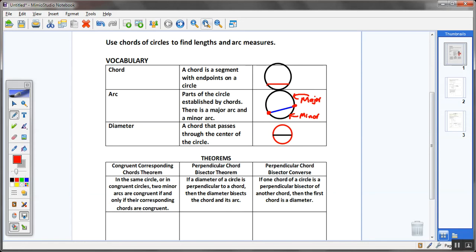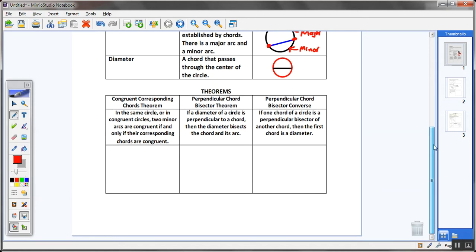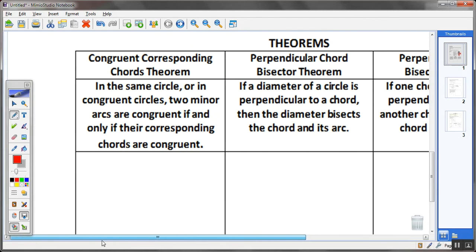Okay, we've got some theorems we need to understand today. Let's start with the congruent corresponding chords theorem. Let's read through these and see if we can't provide an illustration to these, all right? The congruent corresponding chords theorem states the following. It states in the same circle, or in congruent circles, 2 minor arcs are congruent if and only if their corresponding chords are congruent.